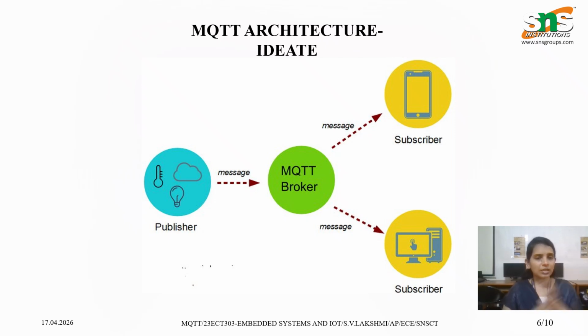So this is the flow of how the MQTT architecture works. The sensor will publish the data like temperature data, and the mobile app, as the subscriber, will receive the data. The broker will send the data to the mobile app. This is how this type of architecture works.